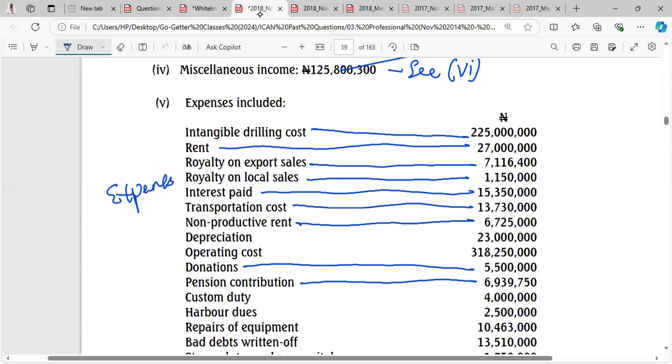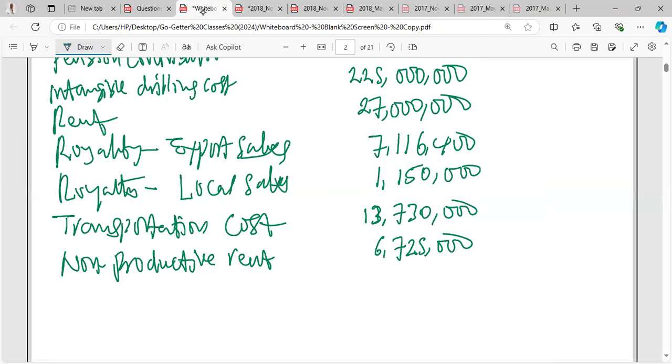Then depreciation. Depreciation is never allowable. Then the next one here is operating costs. Operating cost should be the highest, or if not the highest, apart from intangible drilling cost and management and admin. Operating costs should include salaries and all that. If it is not included in management and admin, operating costs 318,250. So this is operating cost.